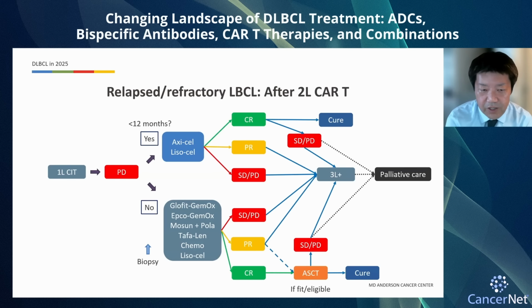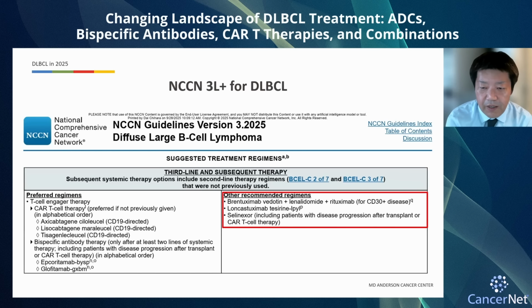There are multiple studies showing that R-GemOx is unlikely to be the standard from now on, based on the STARGLO, SUNMO, and EPCORE trials. In this setting, bispecific antibody combination, and even CAR T-cell therapy for those who are not eligible for transplant. In selected cases, they should receive this bispecific combo or consider CAR T-cell therapy.